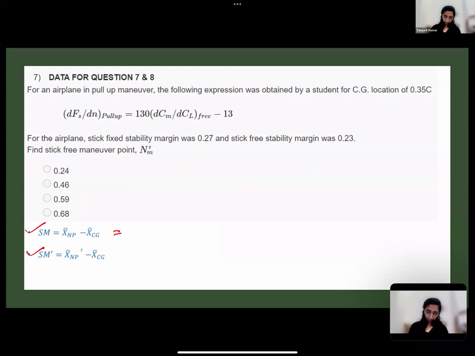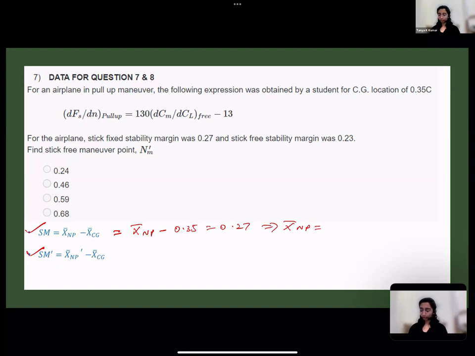X bar NP minus X bar CG is 0.35 and this is equal to 0.27. So how much is X bar NP? How much is this value? How much is the stick fixed neutral point? 0.60.